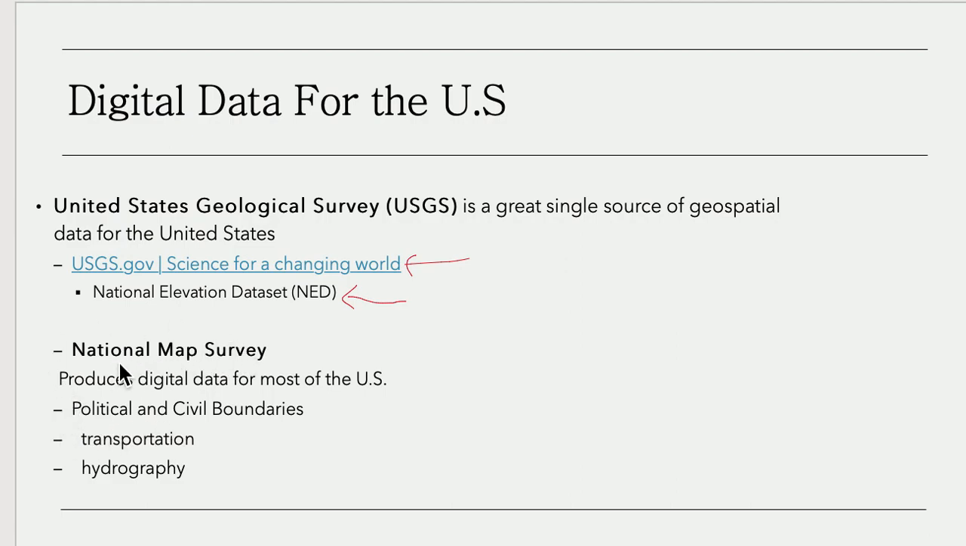Another type of digital data for the United States is the National Map Survey, and they produce digital data for most of the United States, and their data consists of the political and civil boundaries, the transportation, and the hydrography. And the National Map Survey both provide it in vector or raster format.